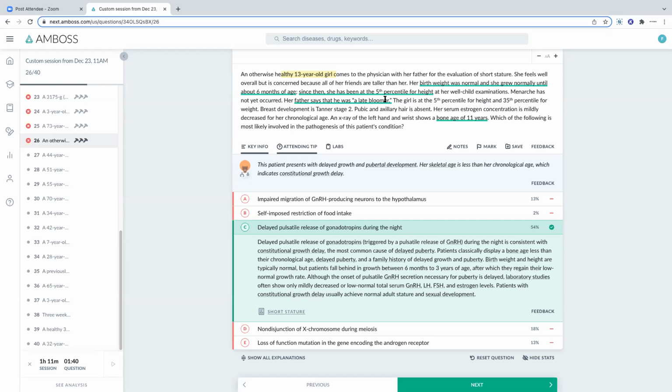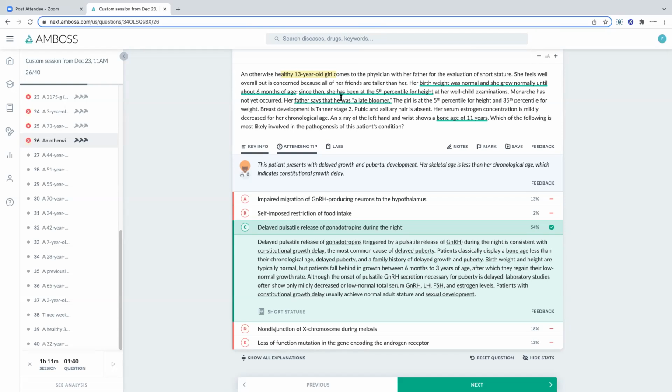Her father says that he was a late bloomer. Okay, over here, do you see a problem with the question? Yes or no? Do you see a problem with the question? What is the problem with the question? Can anyone tell me the problem with this question? Okay. When you read this, her father says that he was a late bloomer. Who was the father talking about? Was the father talking about himself or the girl? Himself.